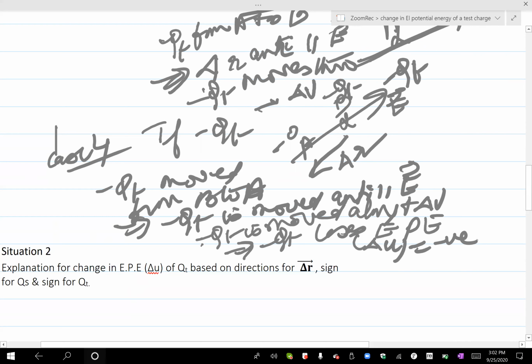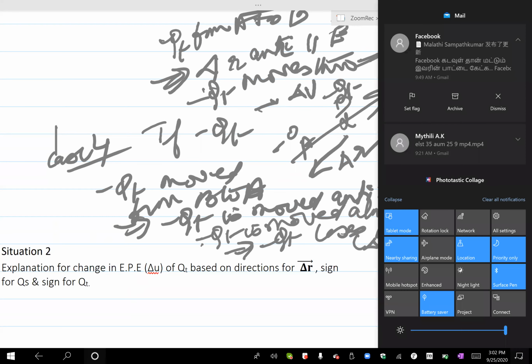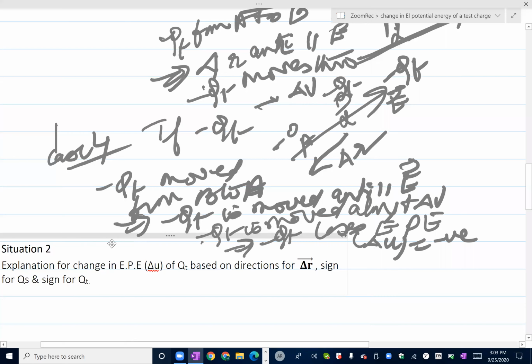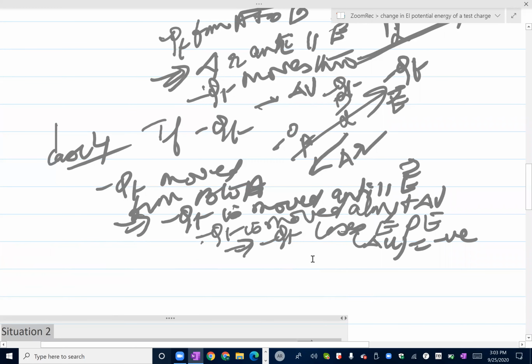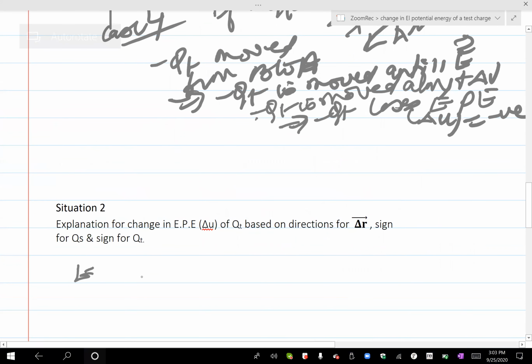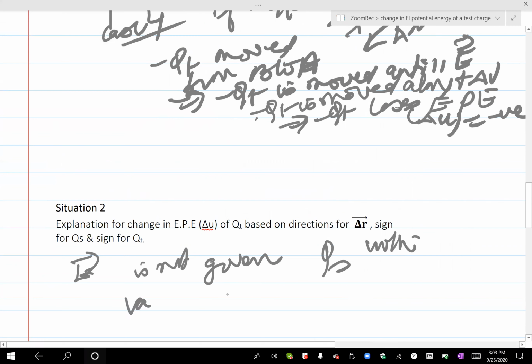Now coming to the next part. I'll push this down so that it does not confuse you with situation 1. This is the situation in case 1. Now coming to case 2, here there will be 8 cases, because E is not given directly, but QS is given with value and sign, plus or minus.